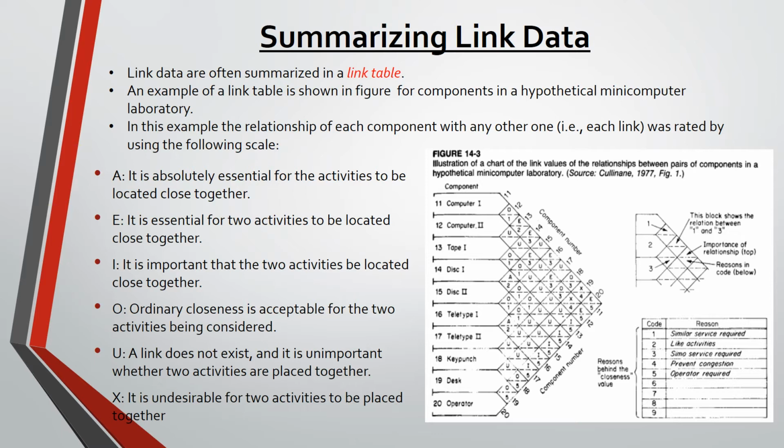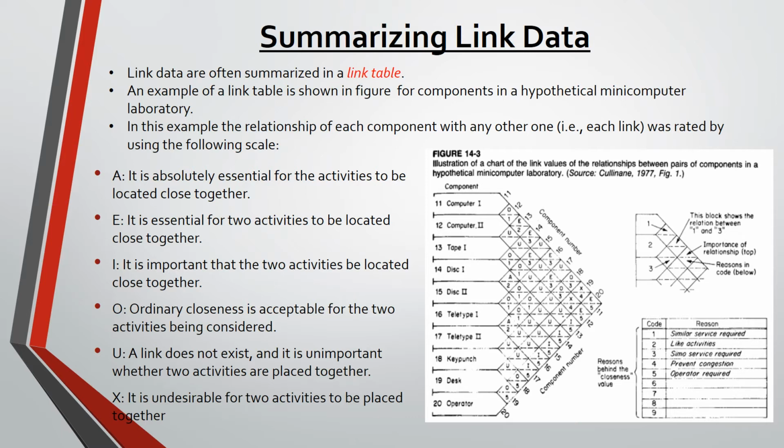So once again, A is an absolutely essential activity, E is an essential activity, I is an important activity, O is an ordinary activity, U means it is unimportant whether they are placed together, and X is a highly undesirable activity. That means the two cannot be placed together.